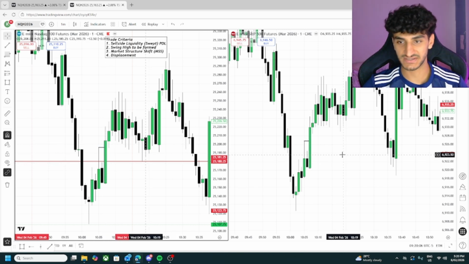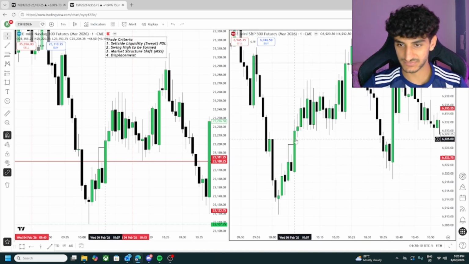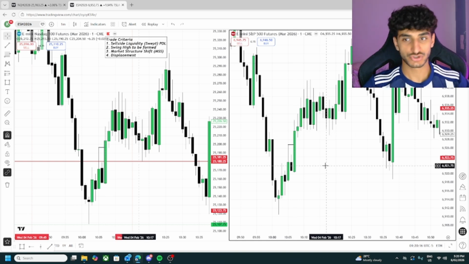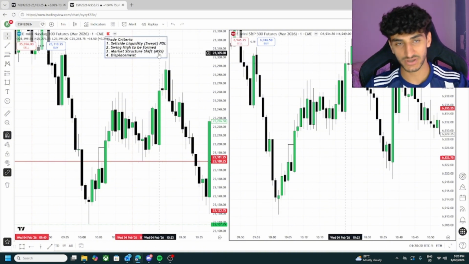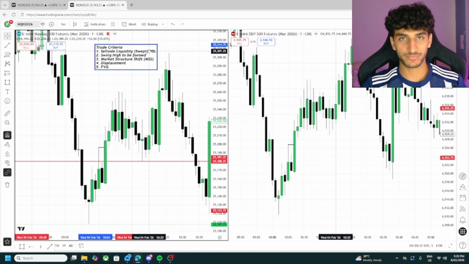Now, again, I want to see the same thing happening on NQ happen on ES. And again, we get this massive displacement and market structure shift to the upside on ES&P. So far, so good, as both assets are correlating and we are getting the trade criteria form right in front of us. Coming into step number 5 on our checklist criteria would be the fair value gap.